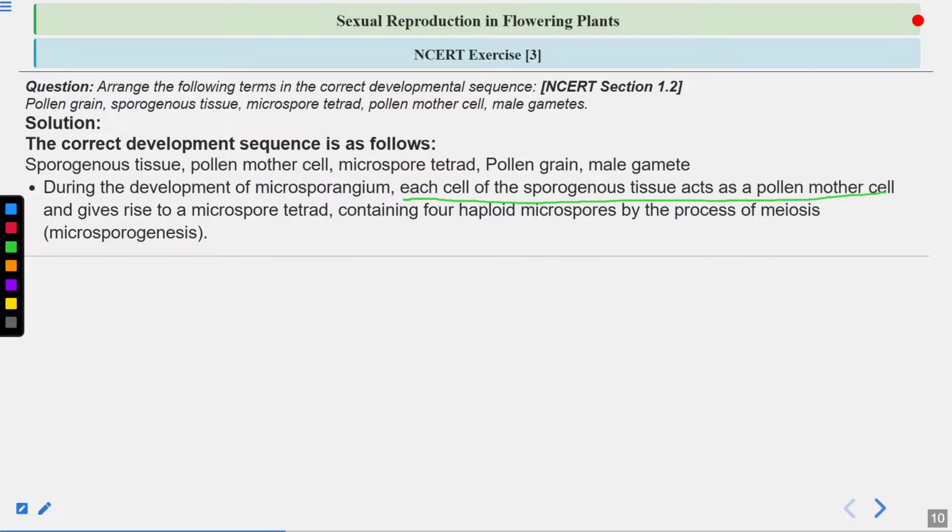diploid cell, that is the megaspore mother cell, but here you can see the sporogenous tissue, all the sporogenous tissue acts as a pollen mother cell, right? Okay, and that gives rise to the microspore tetrad. This pollen mother cell undergoes meiosis division and that gives rise to the microspore tetrad, containing the four haploid microspores by the process of meiosis, microsporogenesis, right? Okay.